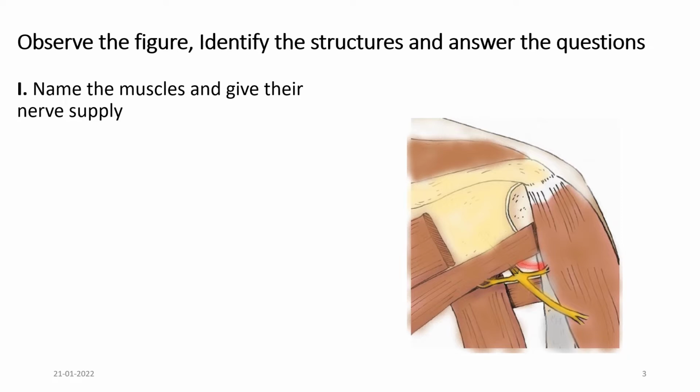Now look at the region and answer the questions. So this is the back of scapular region, so the posterior aspect of the upper limb. Now focus on the muscles that are to be identified and their nerve supply has to be given. So the first one, what is this muscle? It is the deltoid muscle and it is supplied by axillary nerve.